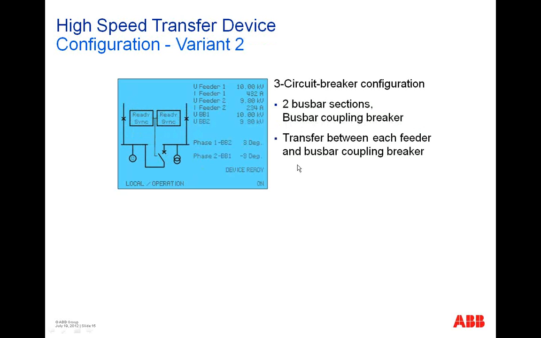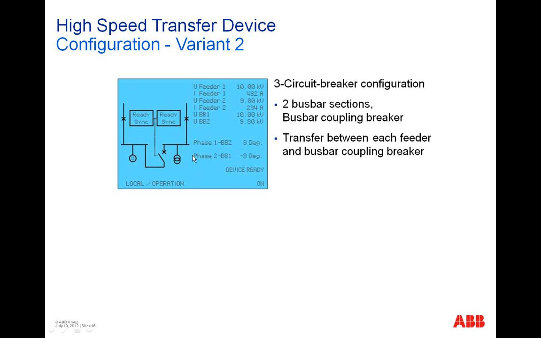Variant 2, also very common. You have two feeders, two bus bar sections, and a bus bar coupler. These are normally closed. This feeder feeds this bus bar section, and this feeder feeds this bus bar section. For example, you get a failure here. This one will be opened and this one will be closed, and everything will be fed by the healthy feeder to both bus bar sections.